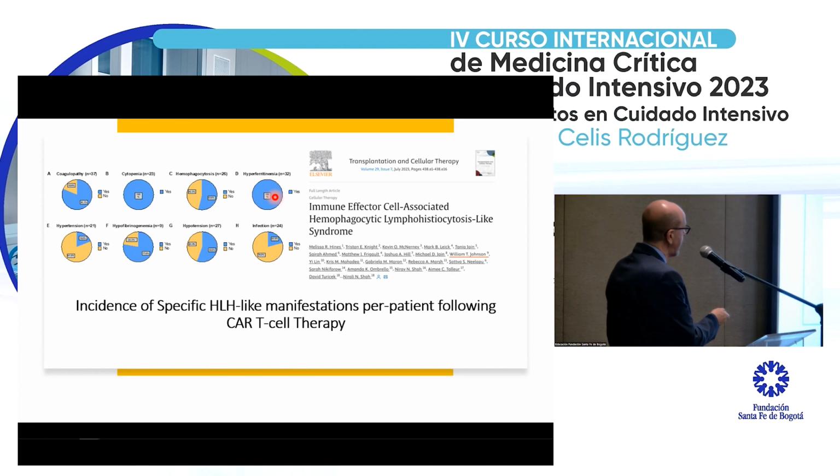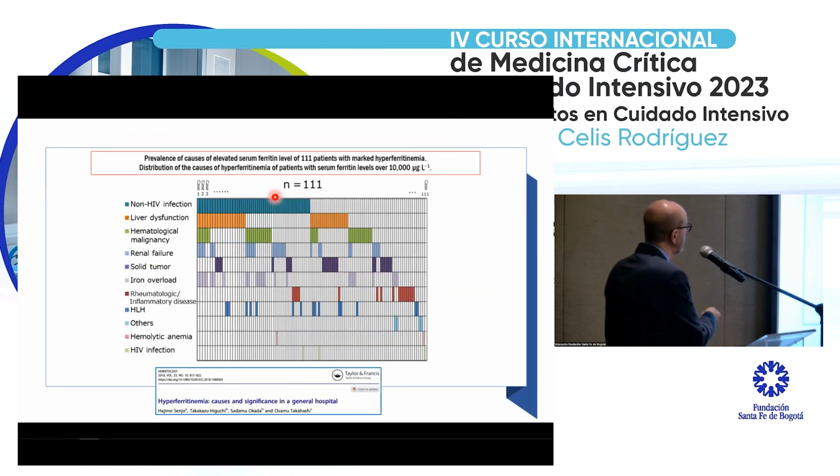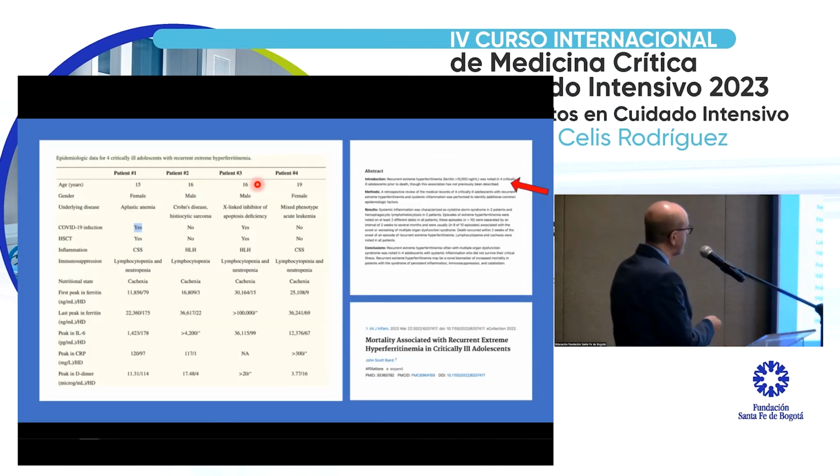There are other diseases that have high ferritin levels. As you can see here, this paper, hyperferritinemia causes and significance in general hospital. You can see it in HIV infection, hemolytic anemia, HLH, diseases associated with rheumatologic inflammation, renal failure, et cetera, et cetera. This is a paper that I found recently that this author reports in 4 patients that were young teenagers, and says that this is not being previously reported.